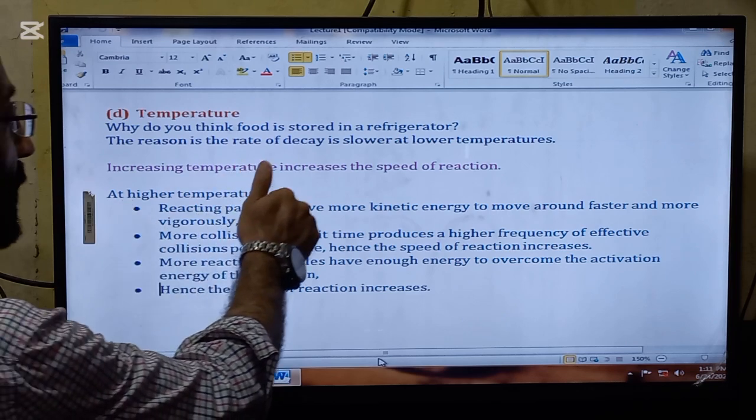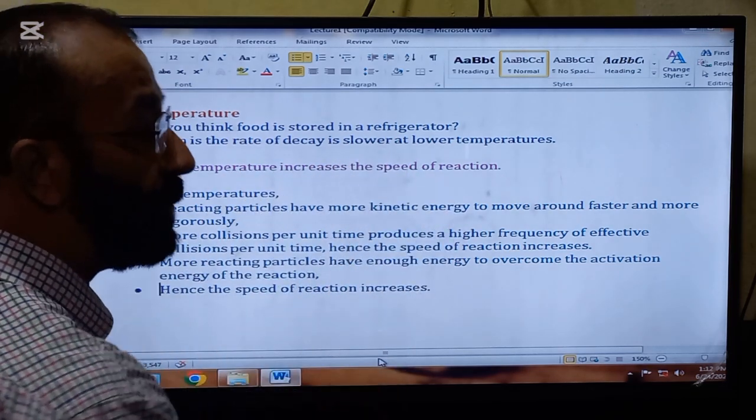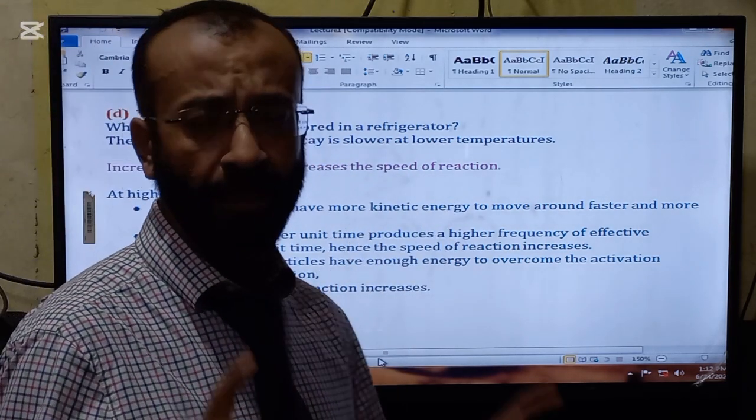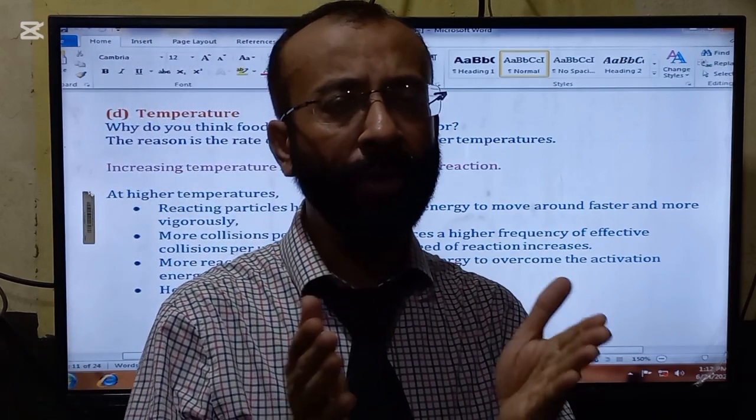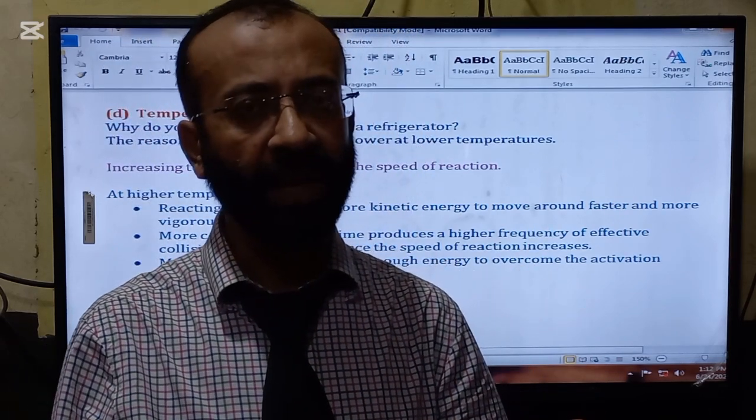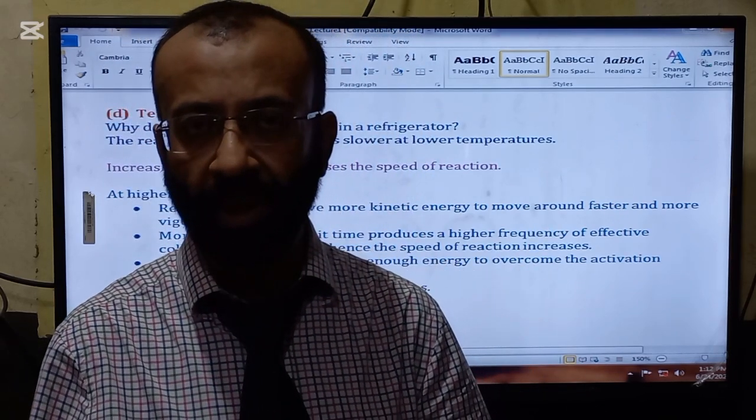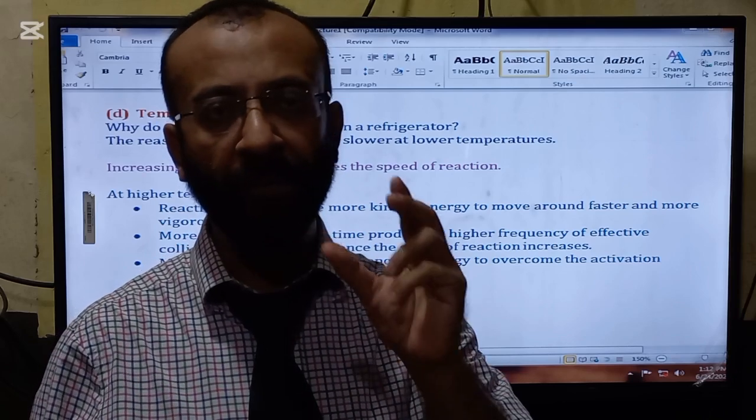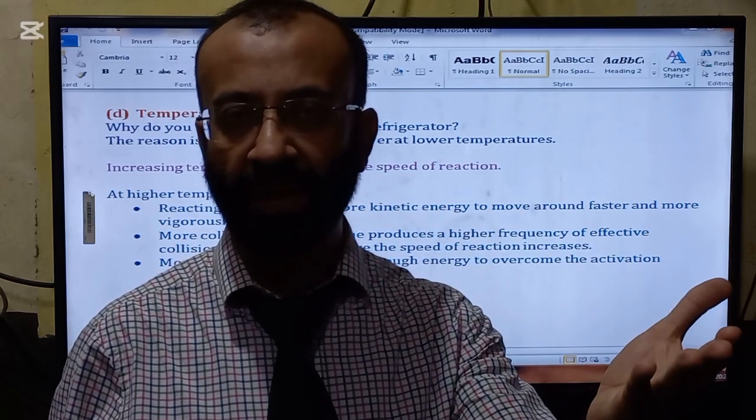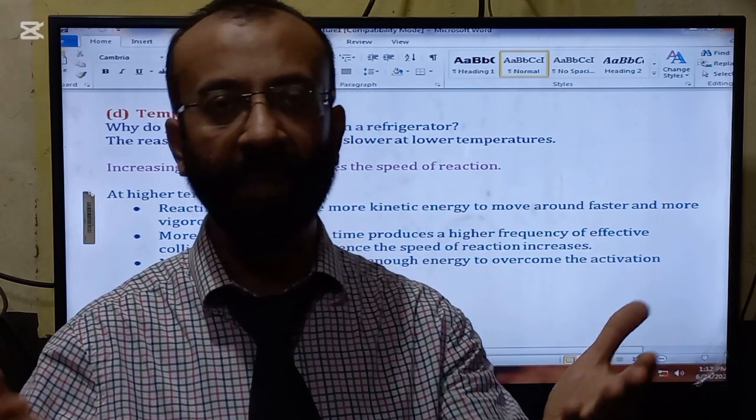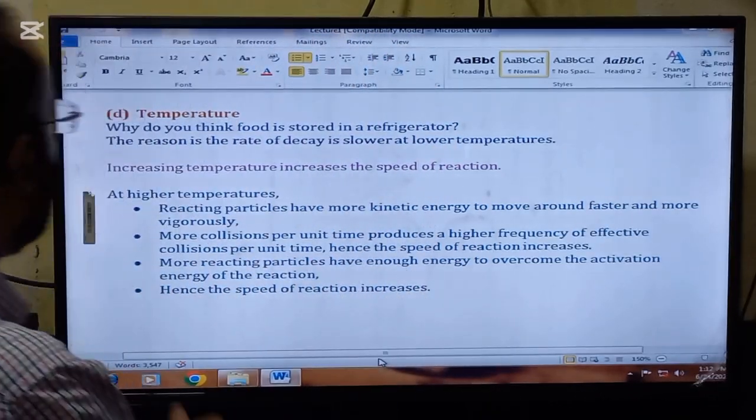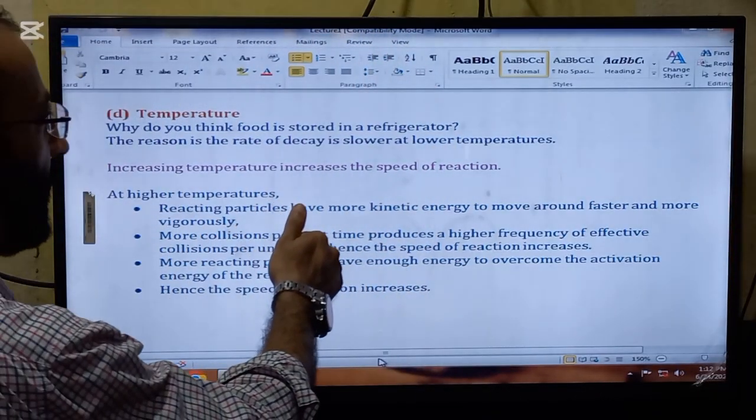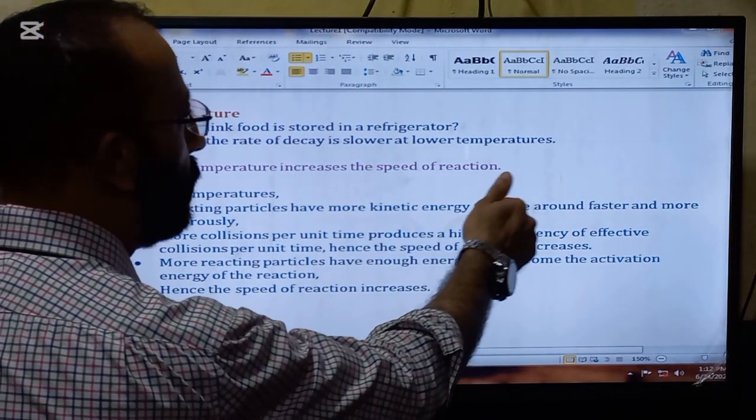Why do you think food is stored in a refrigerator? The simple answer is that on cooling, the rate of the chemical reaction becomes slower. This is the reason food can be preserved in the refrigerator for a longer time. The reason is that the rate of decay is slower at lower temperature.